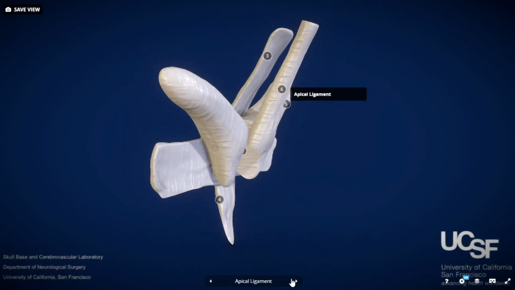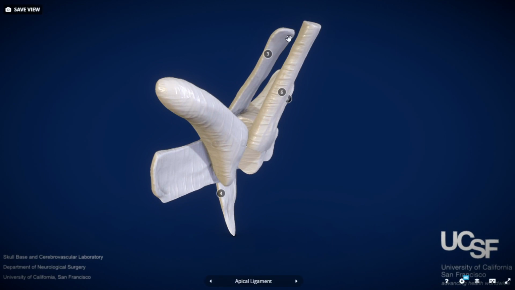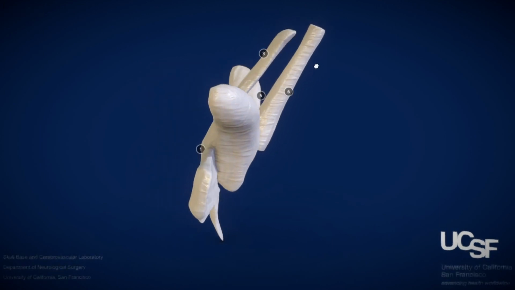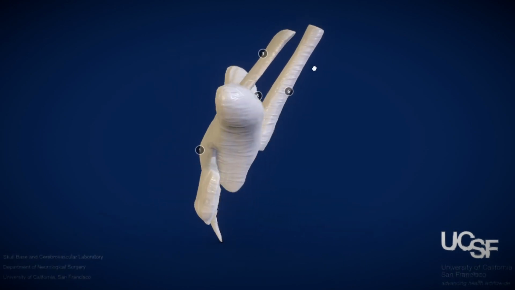And anterior to the superior longitudinal band, we have the apical ligament. The apical ligament attaches to the posterior surface of the odontoid process and runs anteriorly to the basion, where it merges with the fibers of the superior longitudinal band of the cruciform ligament. And this ligament prevents the vertical translation and anterior shearing of the occipital bone.